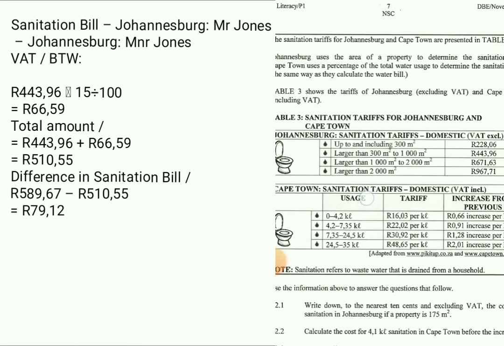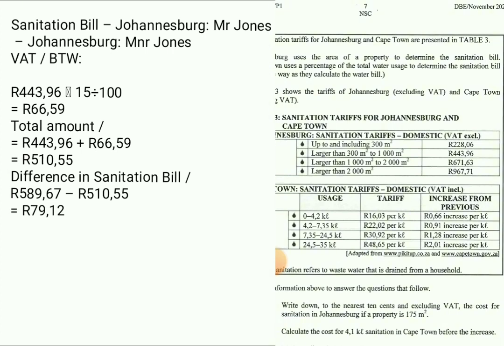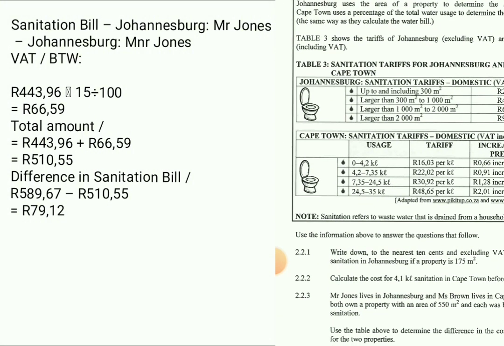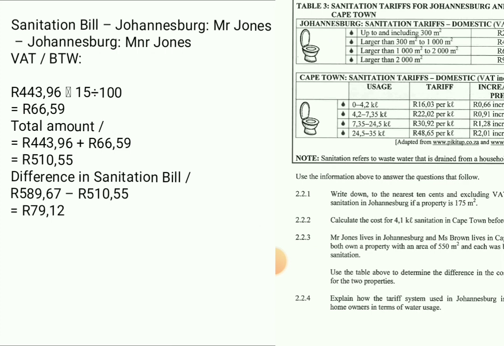So guys, for a better experience, you have to download the question paper so that you can understand very well. We have to find the VAT and then we add the VAT. We said 443,96 plus 66,59 equals 510,55. And then to find the difference, we have to minus. We said 589,67 minus 510,55 equals 79 Rand 12. We found the difference. That's it.